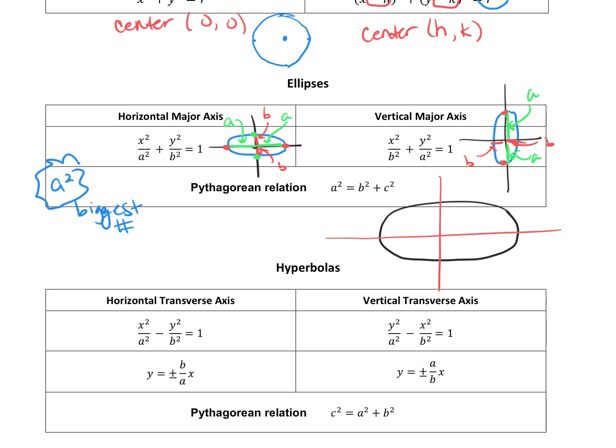So on the major axis, which is the horizontal axis, you're going to have a focus on one side and a focus on the other side. So the C value is how far away the focus is from the center of your ellipse. That's where the C value is. And you can find the C value using this Pythagorean relation. If you know your A and your B from the equation, plug in A squared, plug in B squared, you can solve for C to see where the foci would be.